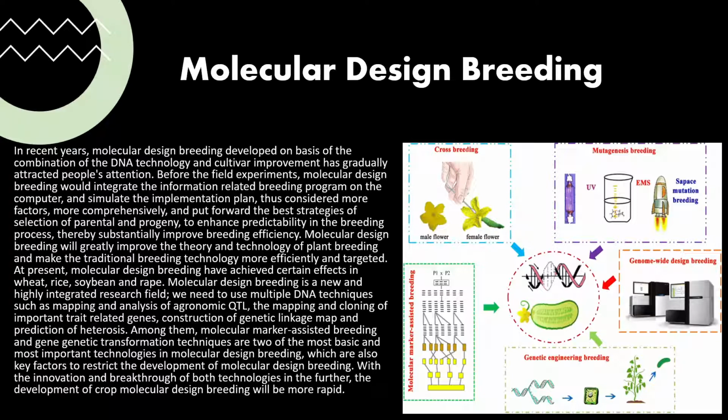We need to use multiple DNA techniques such as mapping and analysis of agronomic QTL, the mapping and cloning of important trait-related genes, construction of genetic linkage maps, and prediction of heterosis. Among them, molecular marker-assisted breeding and gene genetic transformation techniques are two of the most basic and most important technologies in molecular design breeding, which are also key factors restricting the development of molecular design breeding.